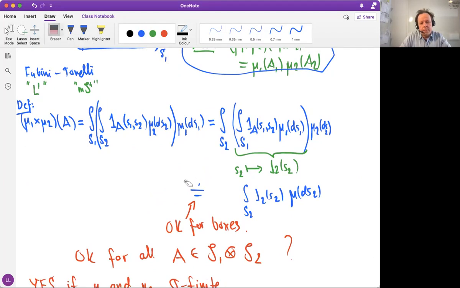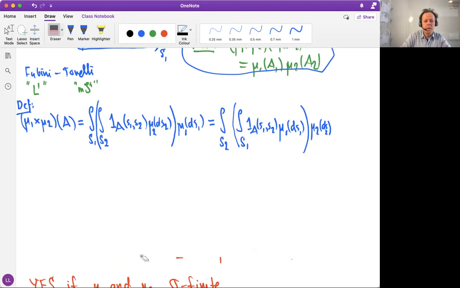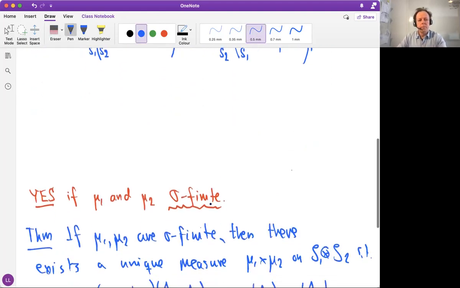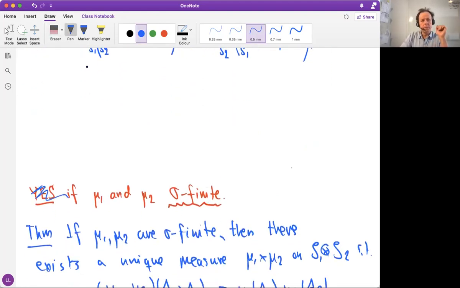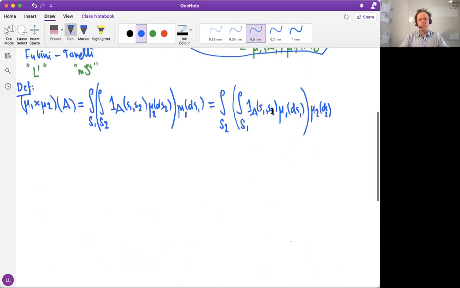And then we need to verify. What else do we need to verify? Well, it matches with the boxes. So what is actually still to do? We have a good definition here. What we need to do is that we need to verify that this is a measure.